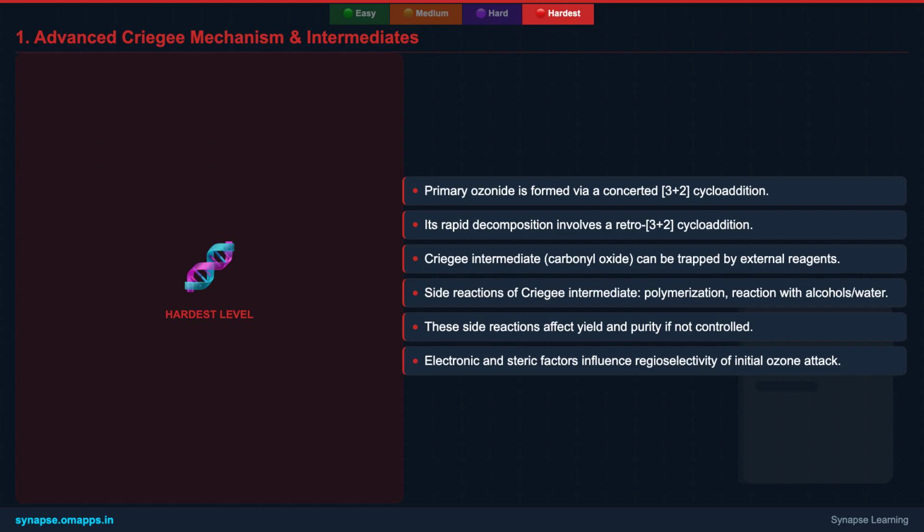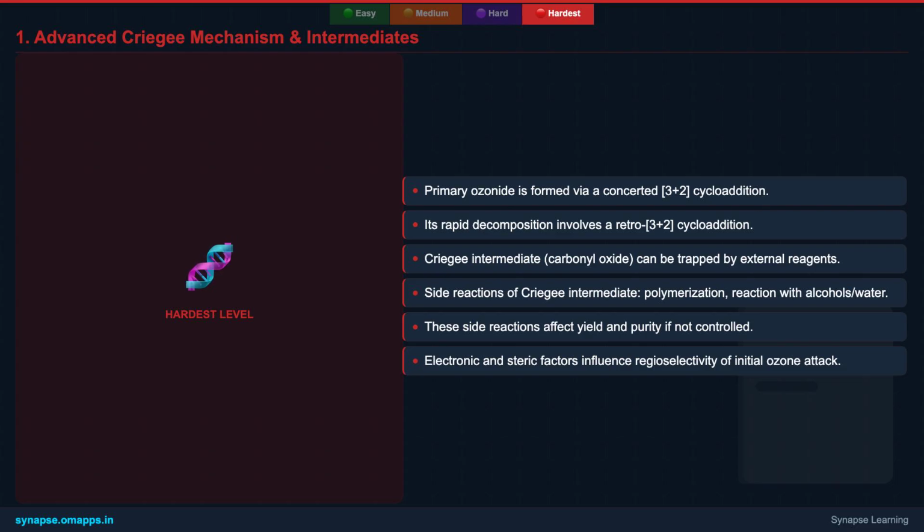spectroscopic methods, confirming the existence of the primary ozonide and the Criegee intermediate. The Criegee intermediate, being a zwitterionic carbonyl oxide, is a highly reactive species. Its fate is crucial. Typically, it recombines with the carbonyl compound to form the secondary ozonide.